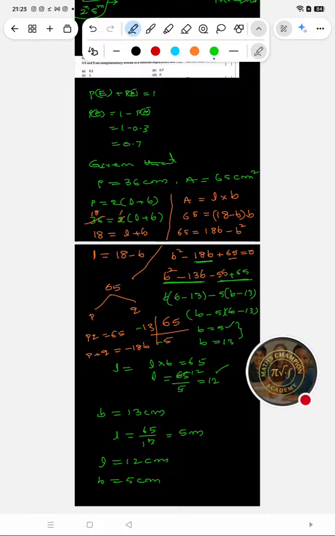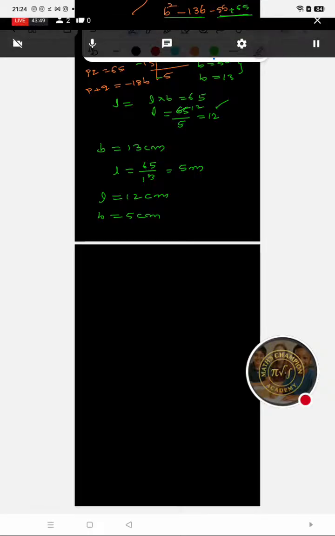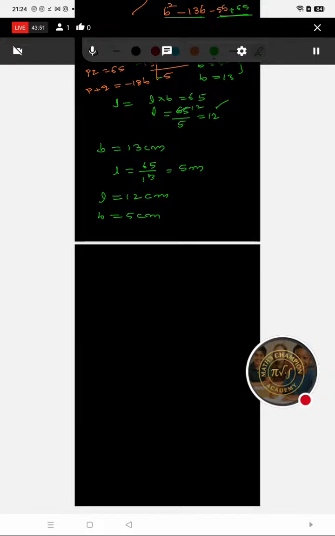18th problem, mode of the data. Find the mode of the following data. The question is not visible for you? You don't want the question, Chandrasekhar, here? You want the question?